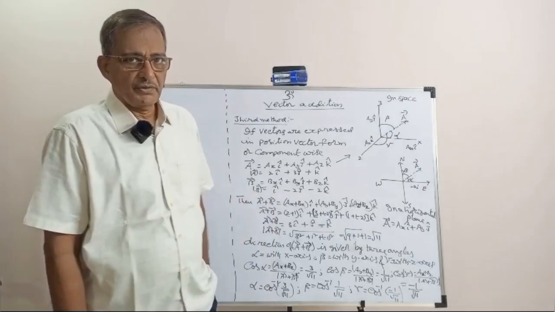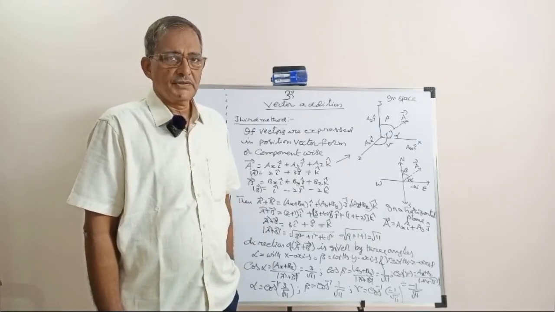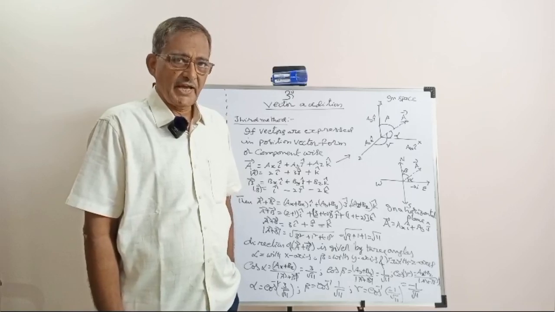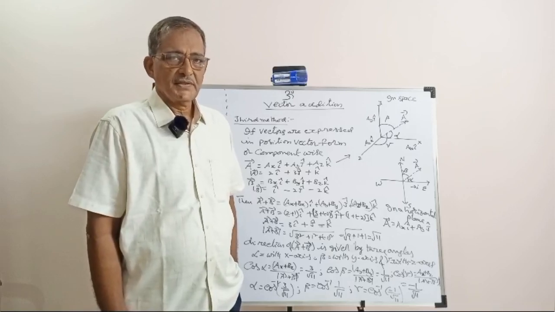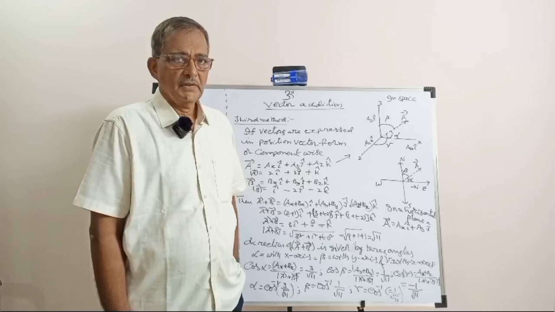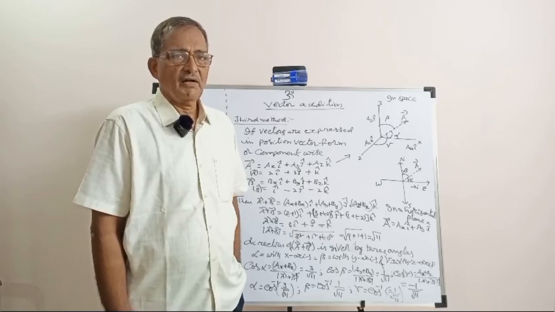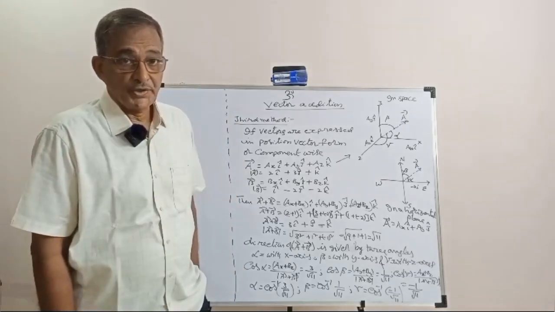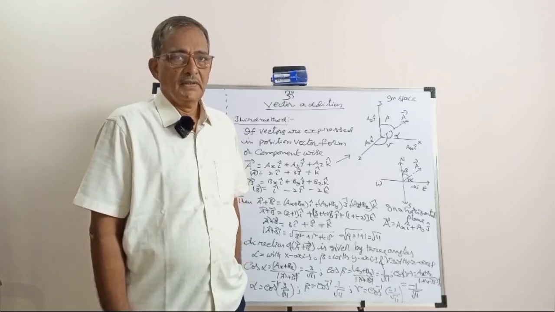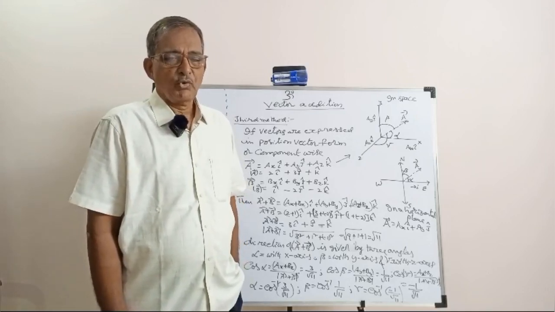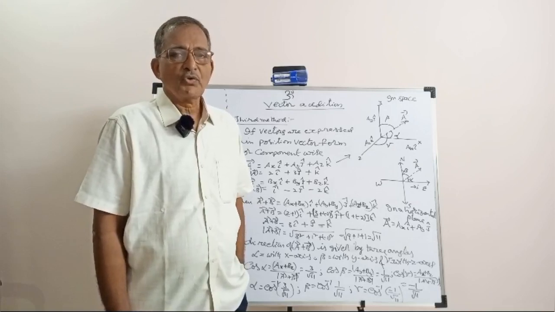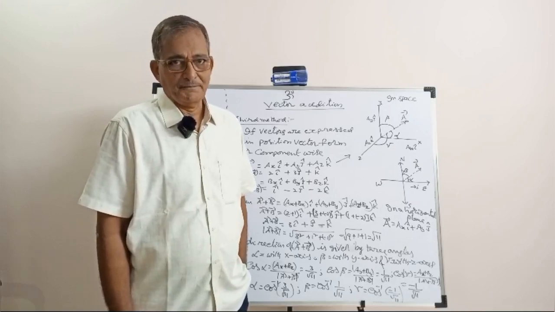In my previous video, I explained the methods of vector addition, and there are three types of addition. One is the geometric method, in which we used the triangle law of addition and the polygon law of addition. The second method is the numerical method, in which we used the parallelogram law of addition. And now I am going to explain the third method, which is the component-wise addition method.